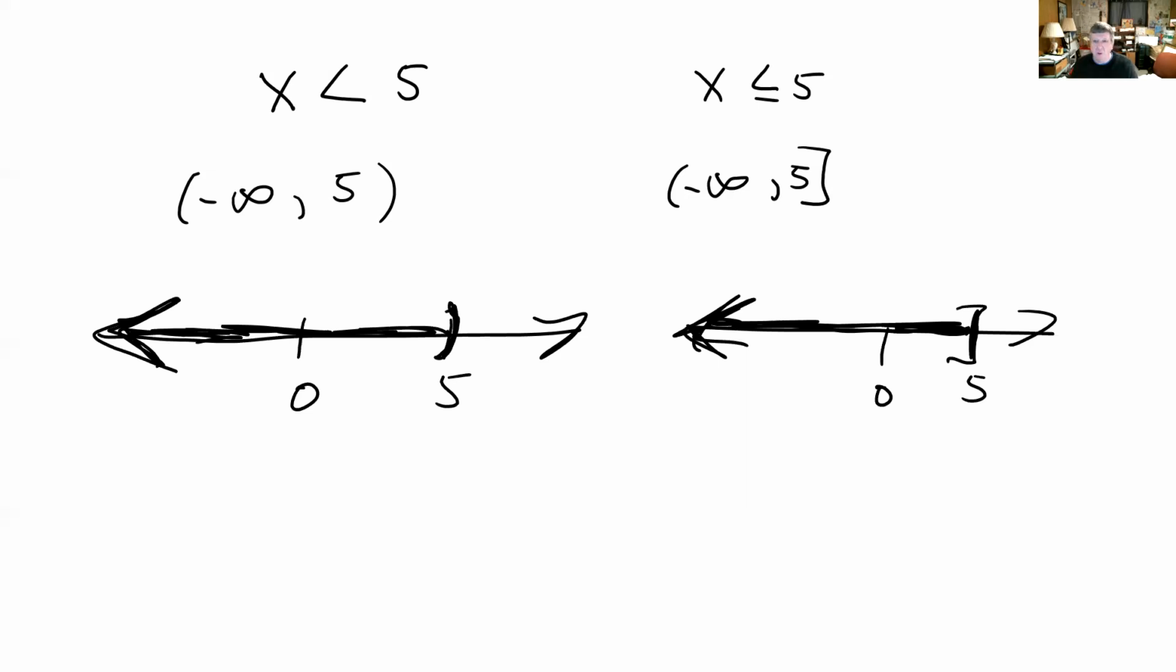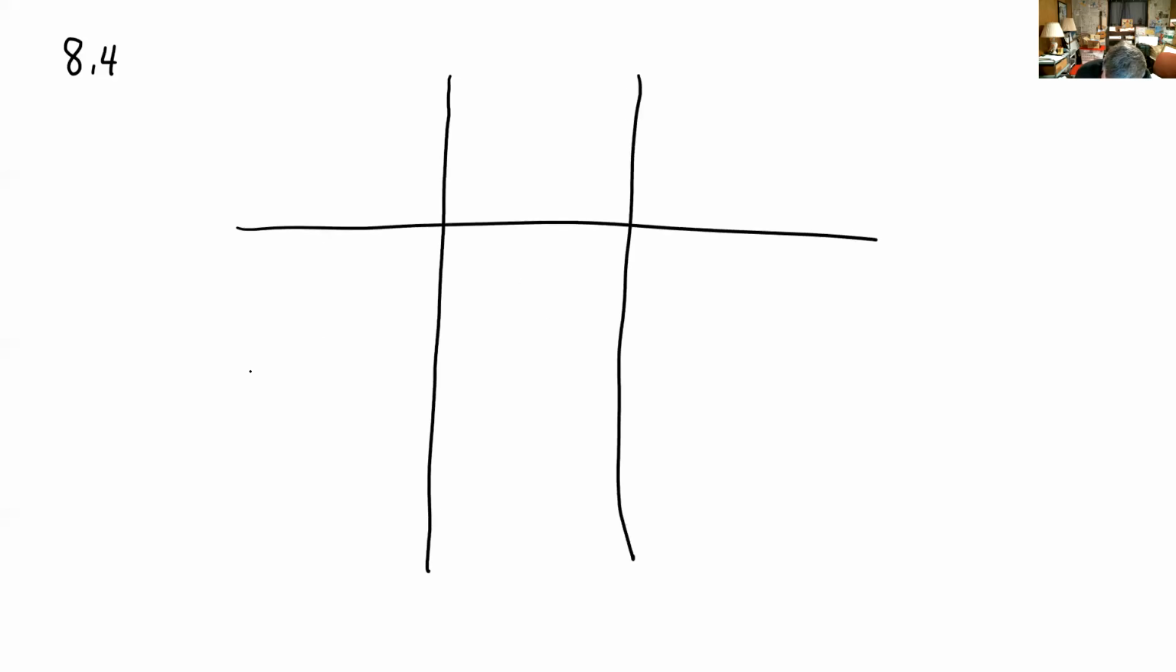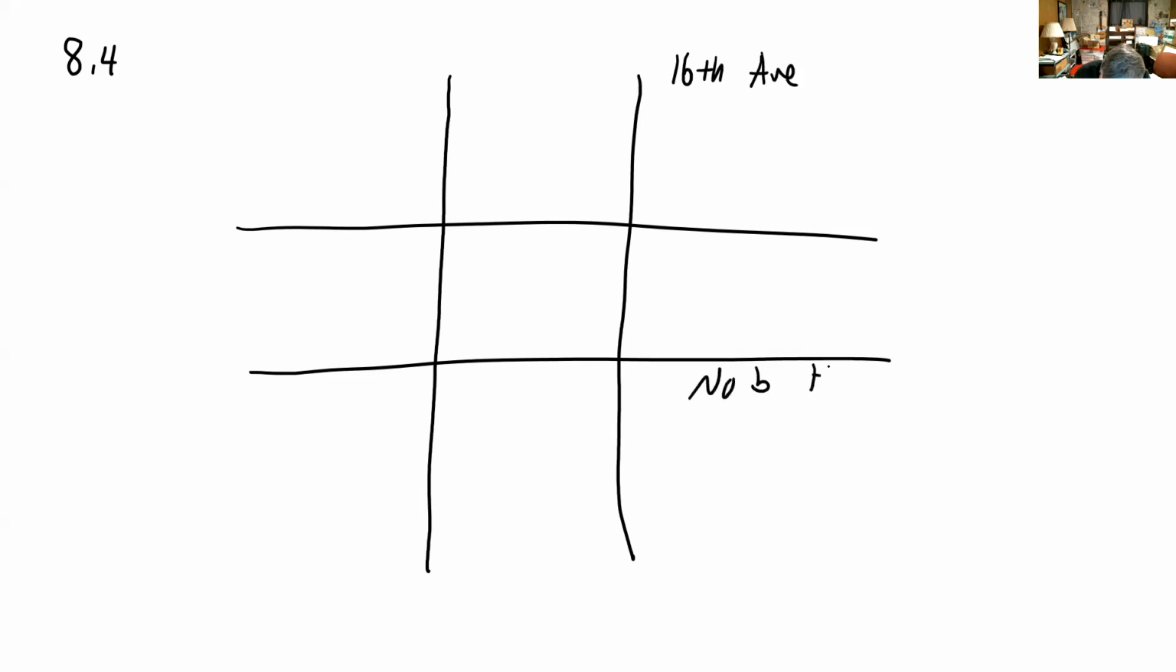All right. Well, then let's go on to section 8.4, which is what we're going to look at new for today. Okay. And let's say we have a drawing of, this is 16th Avenue, and this is Nob Hill Boulevard. Okay. YVC is over here and over here and over here, and who knows, maybe someday, but not yet over there.